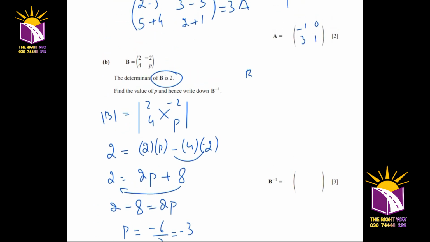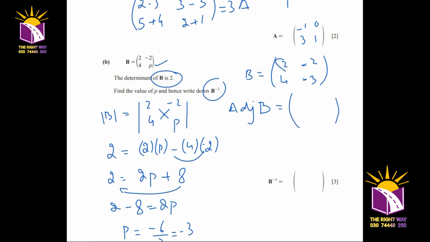Now B will become 2, minus 2, 4 and minus 3 in the place of p. Now I am taking the adjoint of B, because I have to find B inverse also. So the adjoint of B will be: the places change and the signs change. These two will switch places, so this will be minus 3 and 2, and these two will switch their sign. So minus 2 will become plus 2 and plus 4 will become minus 4.